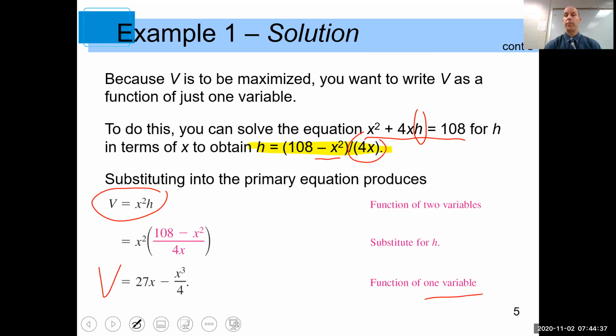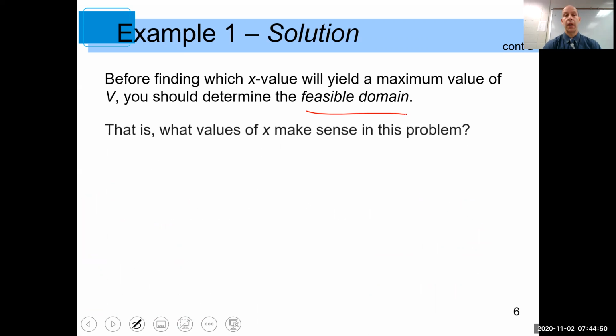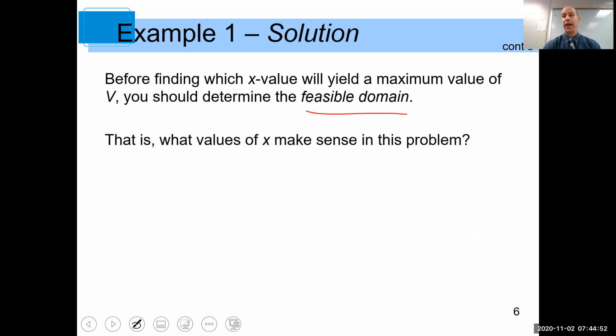Now we're going to proceed and use the techniques we learned in sections 3.3 and 3.4. Before we do that, though, let's talk about a feasible domain, and that means realistic numbers that we can put in here. Which values of x would make sense for this problem? Would it make sense to have x equaling -1, let's say? Can we have a negative length? That doesn't make sense. Would it make sense for x to be 500? Well, it turns out the answer to that is no as well.